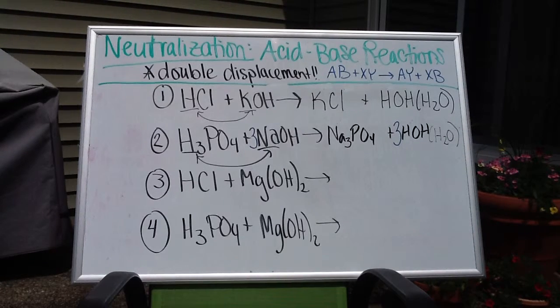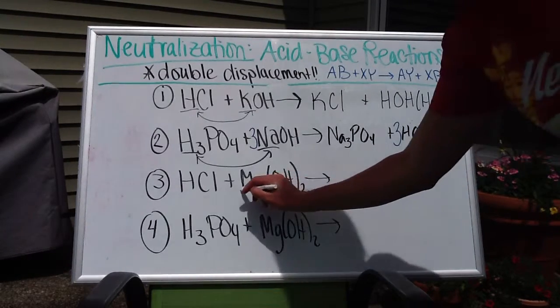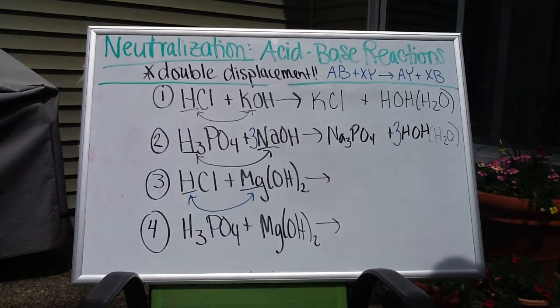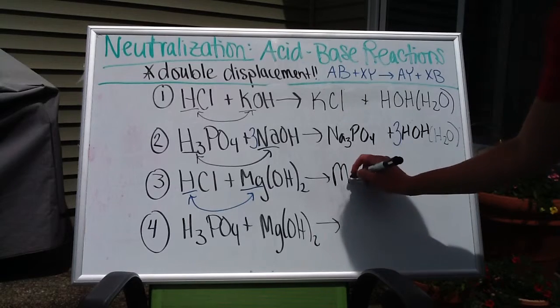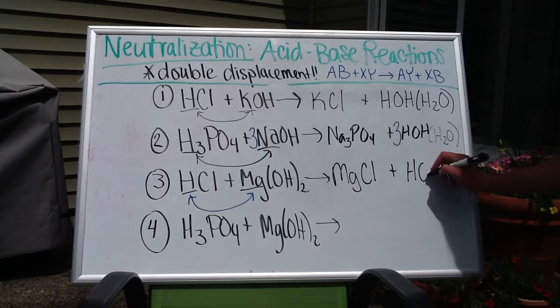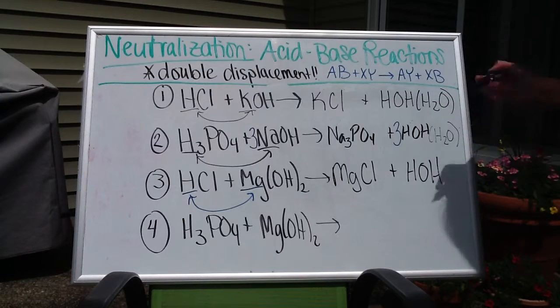Alright, next example is HCl plus magnesium hydroxide. So I'm going to, again, follow the same pattern. My hydrogen is going to switch places with that metal ion over there. So magnesium is going to pair up with chlorine now, and hydrogen is going to pair up with hydroxide. You see a pattern here.